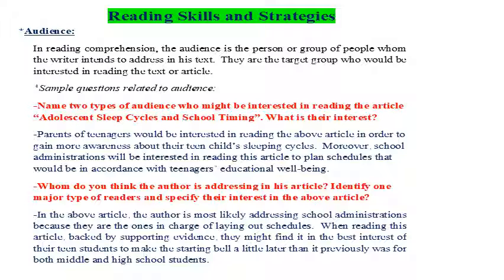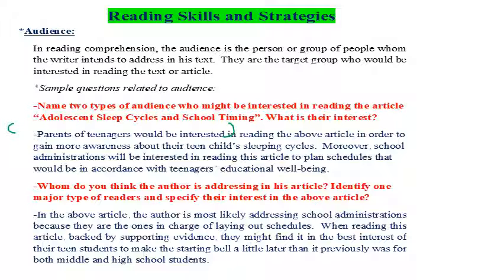Now, we reach the part about the audience. Audience are the people who are going to read this article. Two types of audience. I would ask you to name two types of audience who might be interested in reading the article, Adolescent sleep cycles and school timing. Remember, we took that article. What is their interest? Not only do you have to tell me the type of audience, you need to tell me what their interest is. If you tell me the teenagers, you need to tell me why.